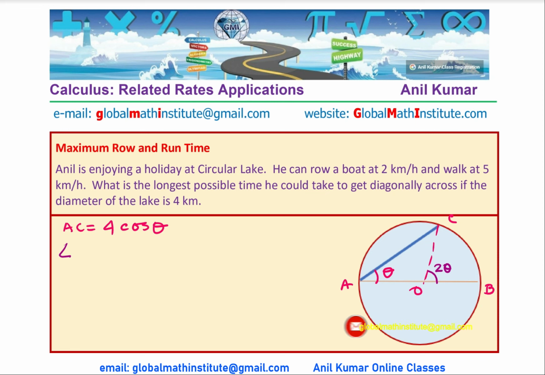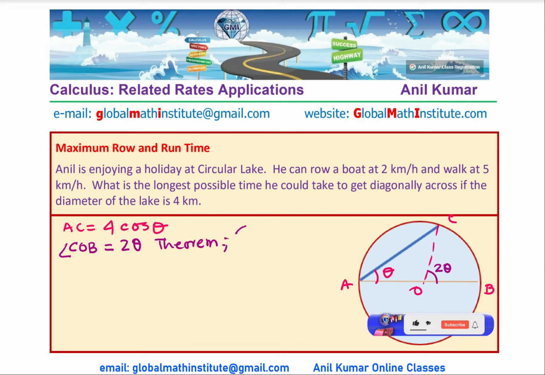So we know that the angle COB at the center equals 2 theta. That's the theorem. And also, if we know the angle at the center, we can find the arc length CB. So the arc length CB is going to be r theta, r times the angle. So let me write r times the angle COB, where angle is being measured in radians, right?